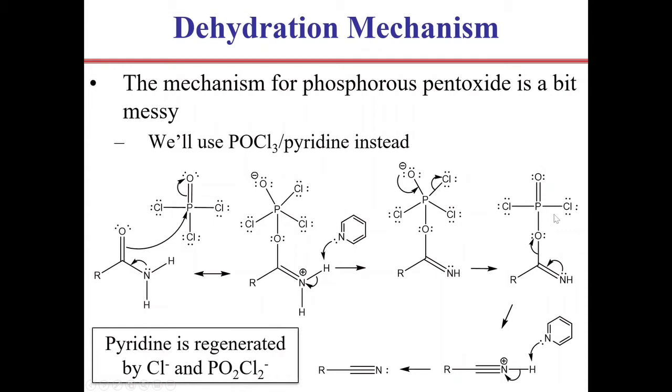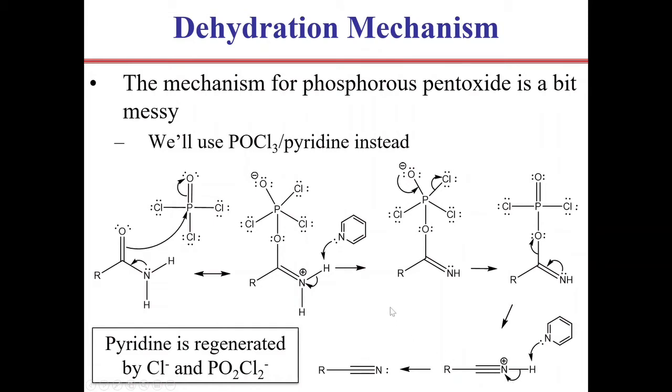If this were the SNAC mechanism, well, that would be a carbon right there, not a phosphorus, and at this point we would be done. So this is why this is kind of like a SNAC, but different. And what happens in the last step is that the nitrogen drops the electrons down to make a triple bond, pushes off the phosphorus, and then there's a final deprotonation step.